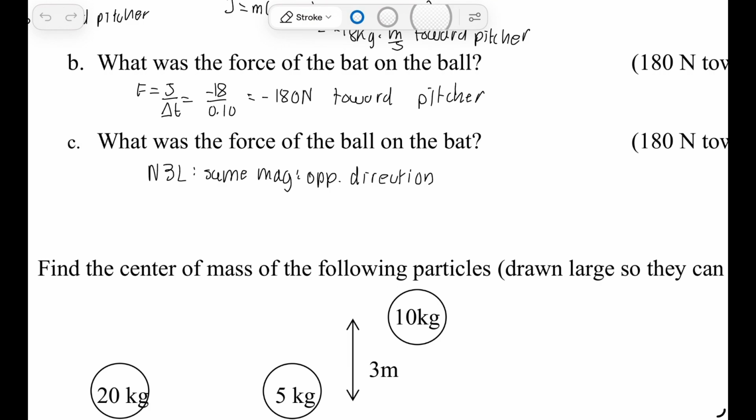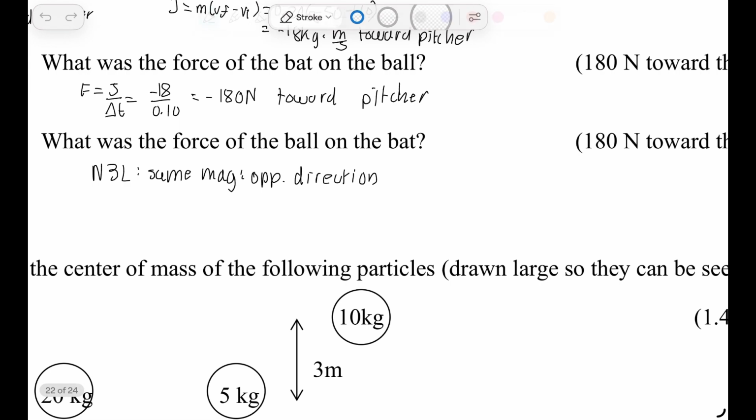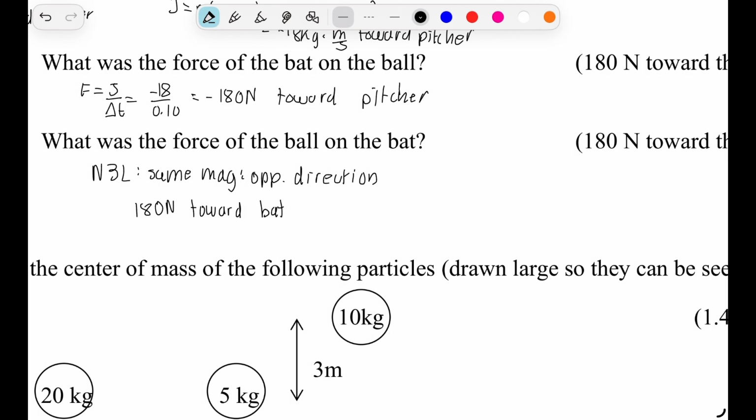What was the force of the ball on the bat? Well, Newton's third law states that it will be the same magnitude, but in the opposite direction. So our answer is going to be 180 newtons towards the batter. So it's the same magnitude, but opposite direction. Instead of the pitcher, it's the batter.